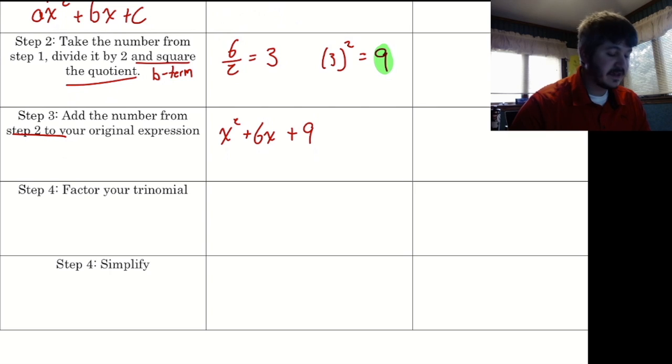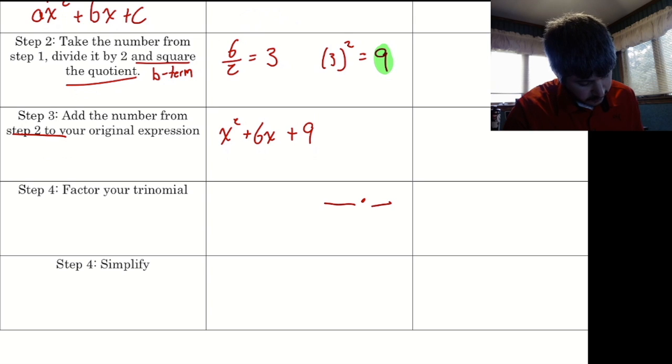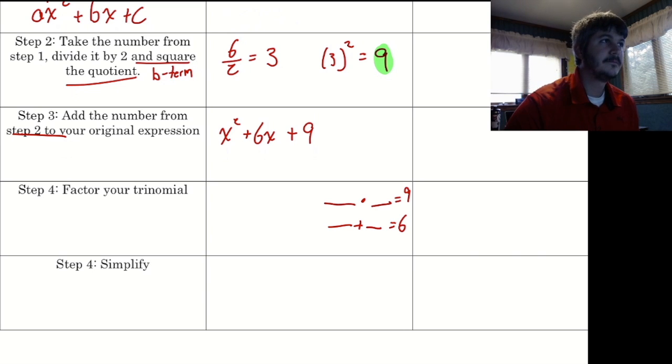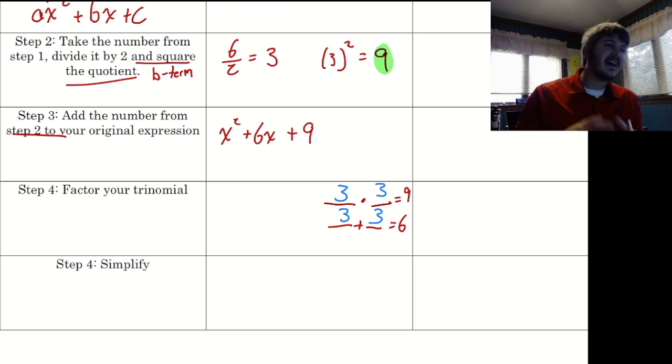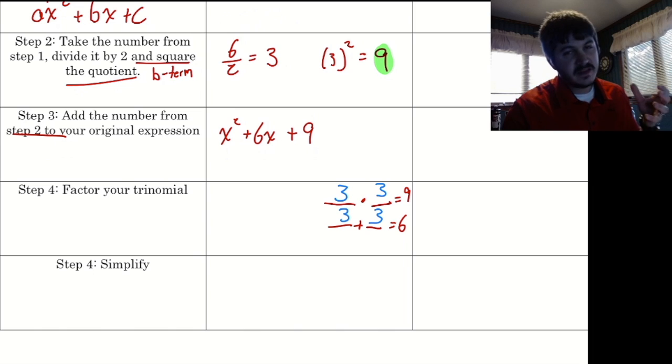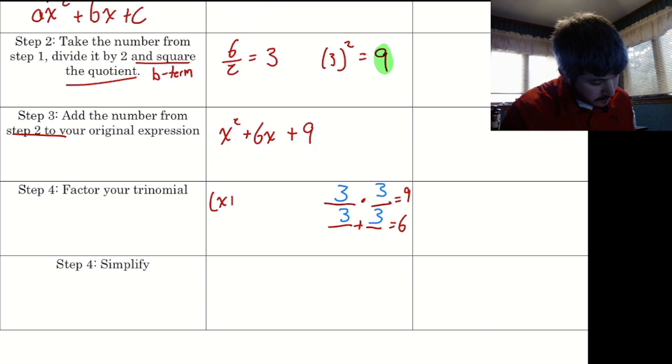Then in step 4, it says factor your trinomial. So we're going to factor it using our traditional method. Two numbers that multiply into 9 and add into 6. Pretty easy one to factor, should be 3 and 3. Notice, when we're completing the square, you always get the same numbers in all those blanks. That's kind of the whole point, because now you get these nice factors. You have x plus 3 and x plus 3.